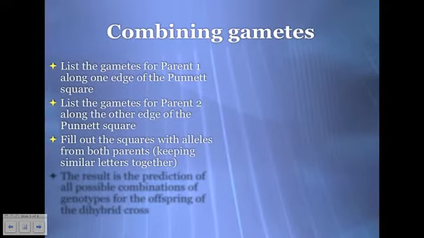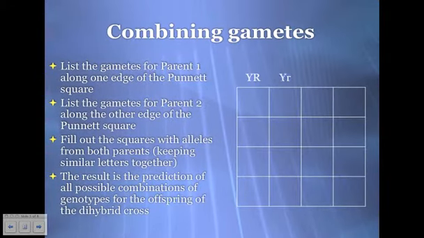The third step of doing a dihybrid cross would be combining the gametes. So pictured on the right is the cross where both parents are heterozygous for both traits. You see the gametes across the top represent parent 1, and the gametes across the side represent parent 2.